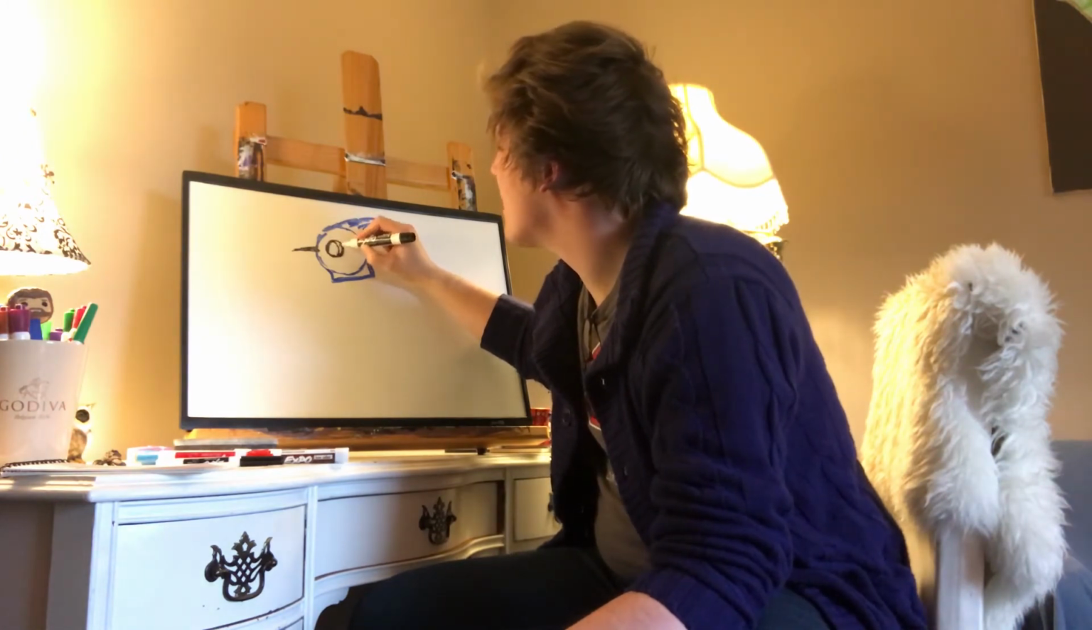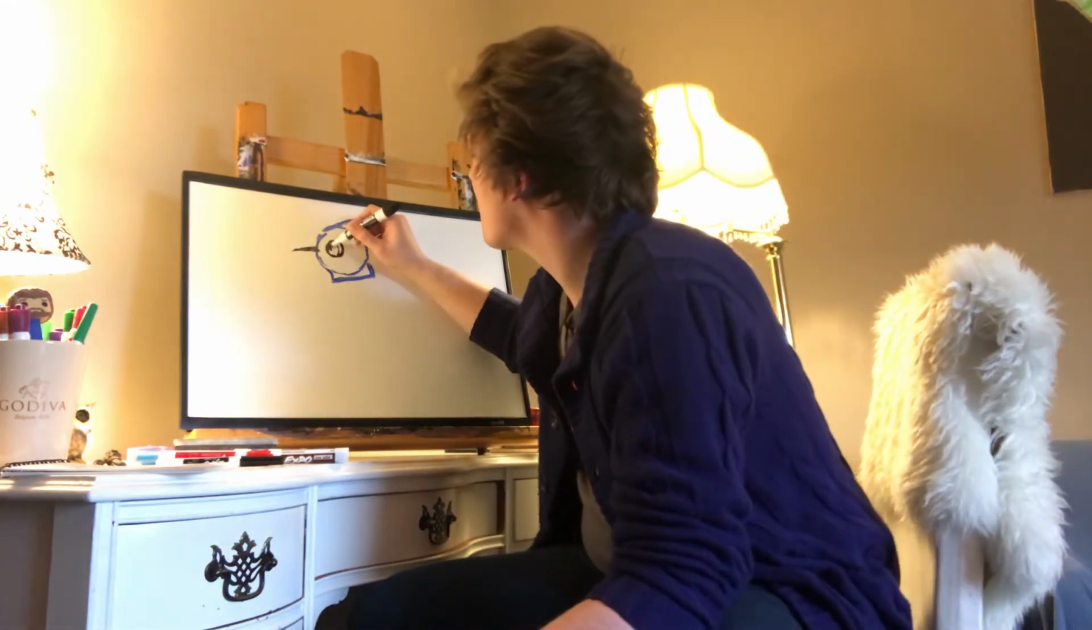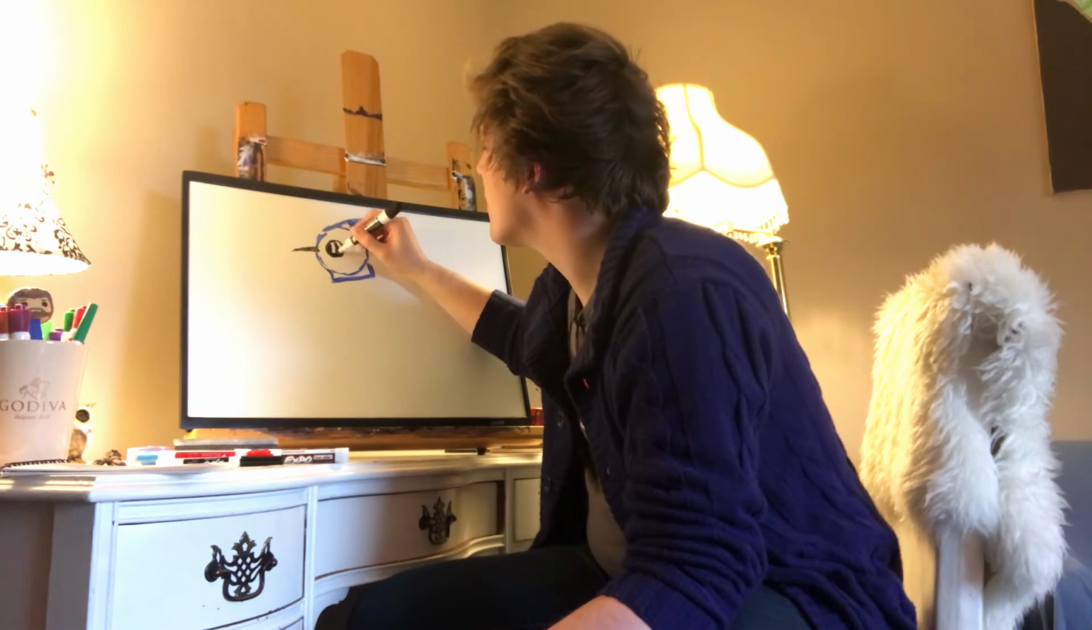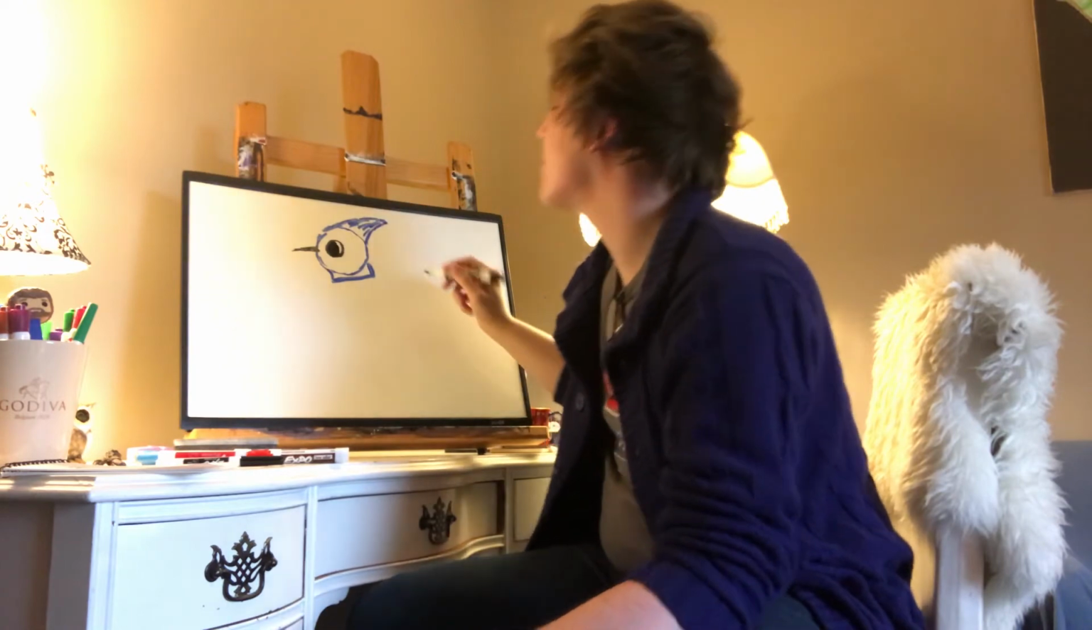So for me, that's going to make the rest of the eye look kind of like a crescent moon. So I'm going to start coloring in my eye. I'm not going to reflect any light in it in this video, but you can do that in your own drawing. You have absolute freedom. So I've got my eye there.